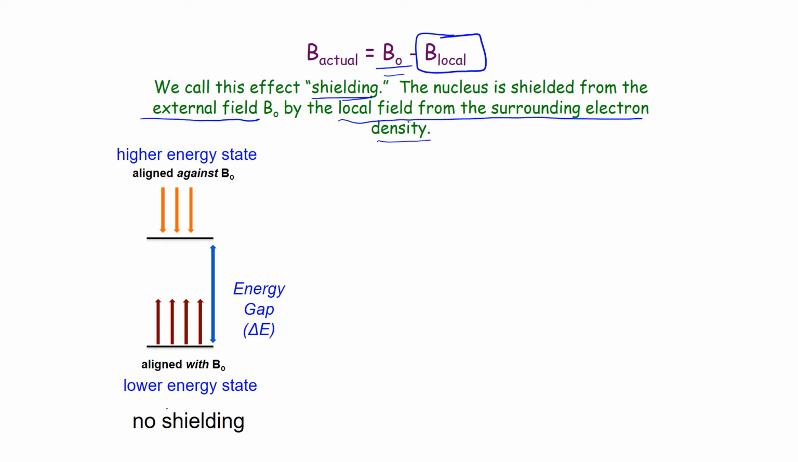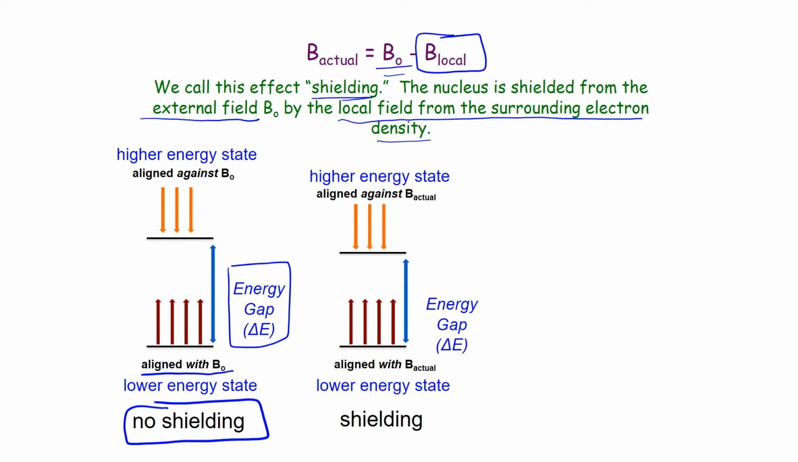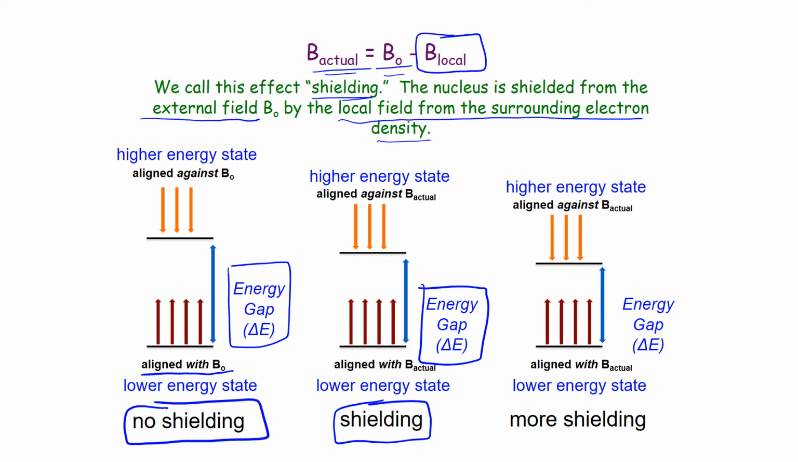So let's look at the result of that. Let's say you have a sample that's not shielded at all, and it's going to experience a certain size magnetic field and create a certain size energy gap. If you get some shielding taking place, remember that this local field is detracting from the larger field. So the actual magnetic field experienced by those nuclei is going to be smaller, and so the energy gap is going to be smaller. And if you get even more shielding, that energy gap is going to close up even more because the magnetic field strength is decreased.